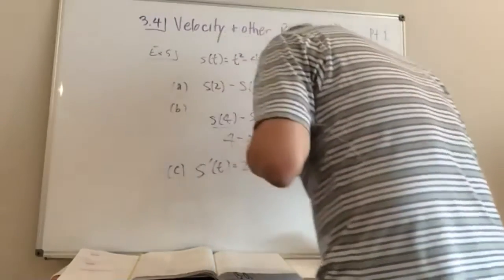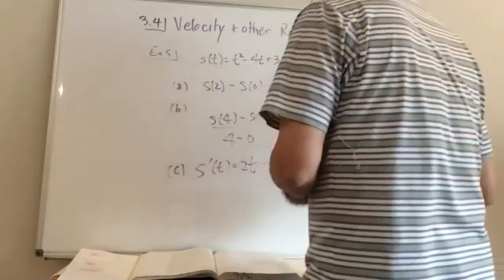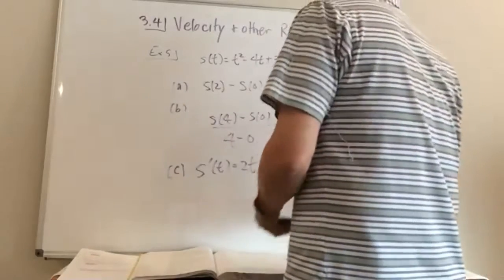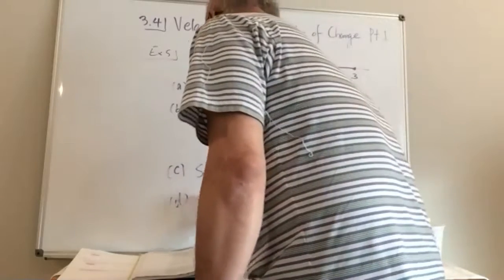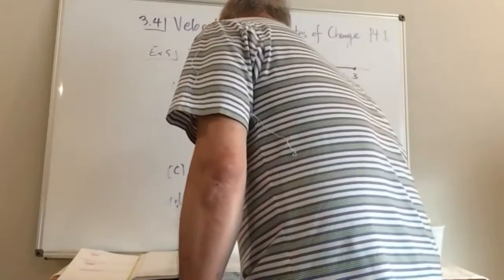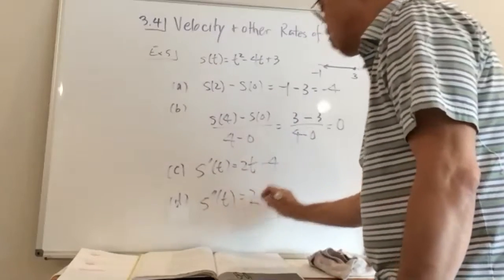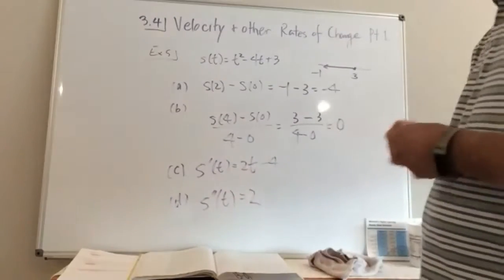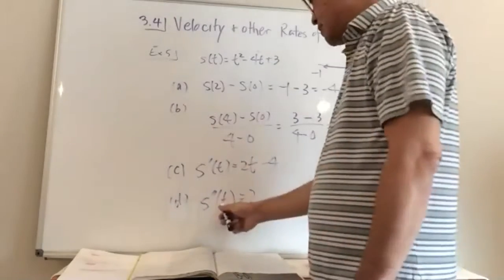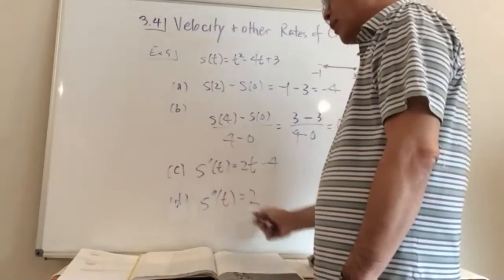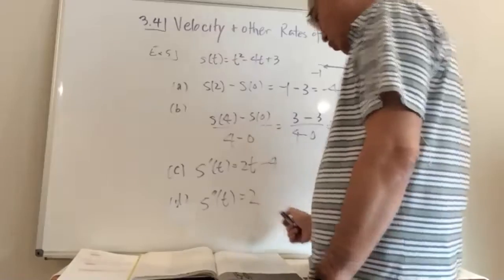That's C, then we go to D, find the acceleration of the particle when t is equal to 4. So the acceleration is going to be S double prime of t, which is the derivative of this, which is 2. So it doesn't matter what time it is, the acceleration is always going to be 2. That was D. Let's go to E.